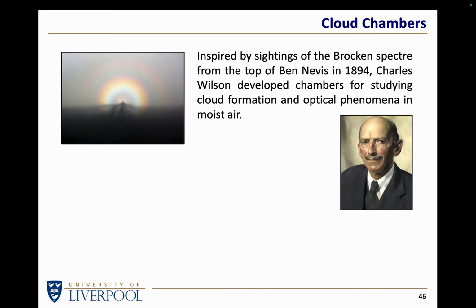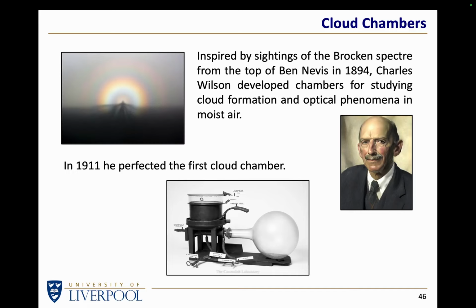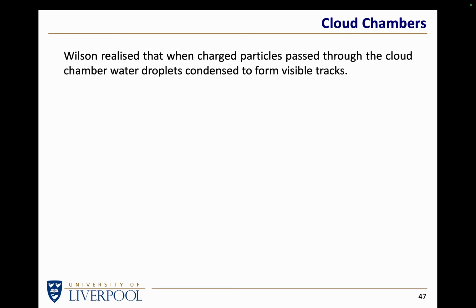I don't want to put my laboratory on the top of Ben Nevis. I want the cloud to come to me rather than me to go to the cloud. So what I want is to be able to make a cloud in a jar in the lab. So he basically decided that he would make a cloud chamber. And he did that for the purpose of studying clouds, or at least studying optical phenomena in clouds. And in 1911, he produced the first cloud chamber. But it wasn't long before he realized that something is getting in the way of me making these clouds. I keep seeing lines. Every once in a while, I see something coming through my cloud chamber. It looks like I'm seeing some background radiation.